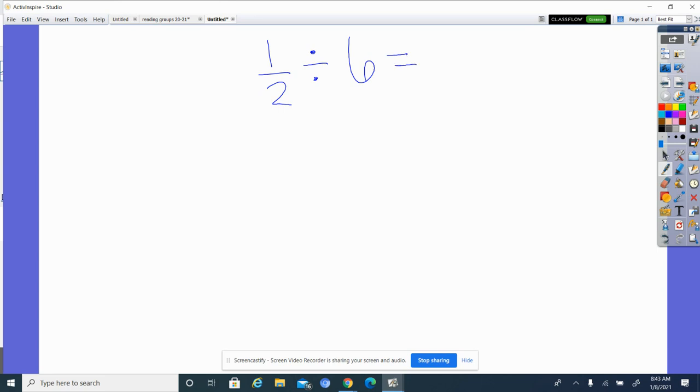equals, well, okay, we'll figure that out. It says to draw a visual model. I want you to draw a visual model down below to the side. 1/2 divided by 6.